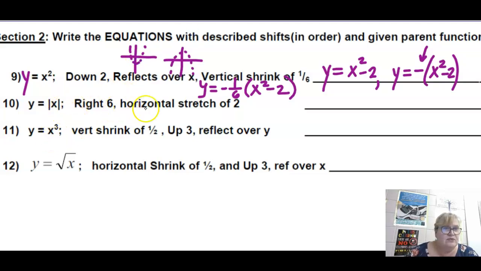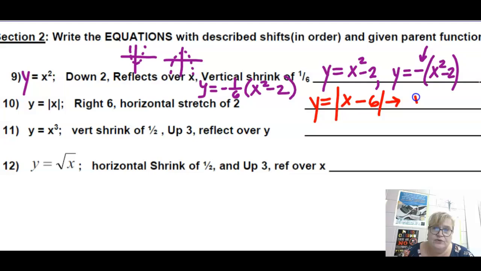All right, right 6, horizontal stretch of 2. Right 6 is inside, but it's opposite. Horizontal stretch, oh my gosh. Horizontal stretch is inside. So we have a horizontal stretch inside, and a stretch inside is the opposite of what it seems, so it actually divides by 2 instead of multiplying by 2. Wow, these are tricky.